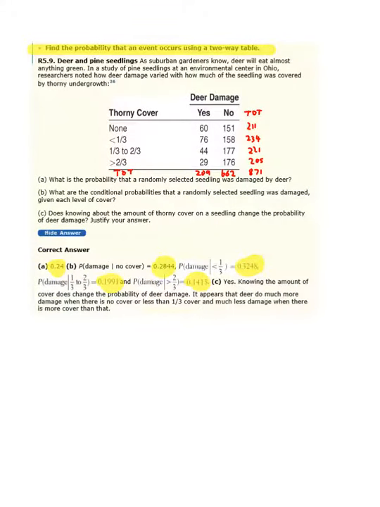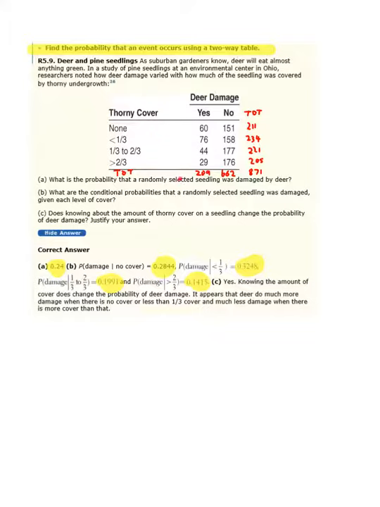Number 9, we get this two-way table showing us that deer will eat almost anything green. In a study of pine seedlings at the Environmental Center in Ohio, researchers noticed how deer damage varied and how much the seedling was covered with thorny undergrowth. So thorny cover, yes or no? And deer damage, yes or no? Thorny cover is basically broken down into none, less than a third, a third to 2/3, and greater than 2/3.